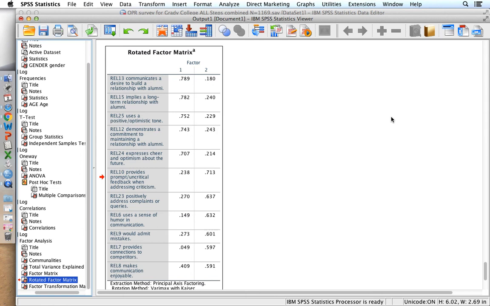And then know the thresholds. So my threshold for significance, 0.05. My threshold for reporting a correlation, I want it to be 0.3 or higher. My threshold for factor analysis, I need to explain at least 60% of the variance. And my threshold for my factor loadings, which should be higher than 0.3.